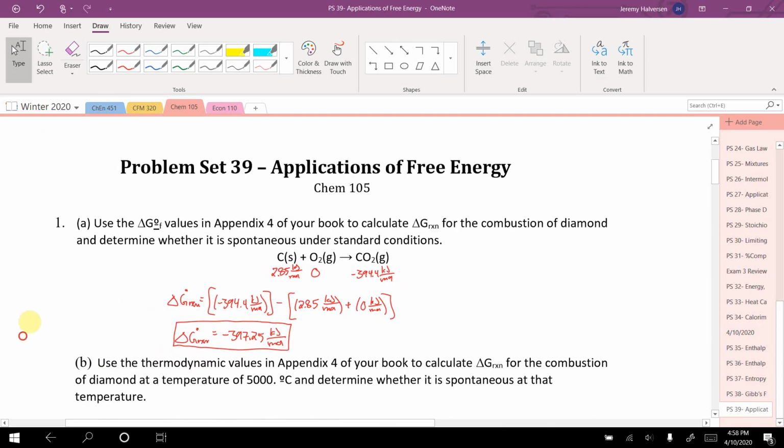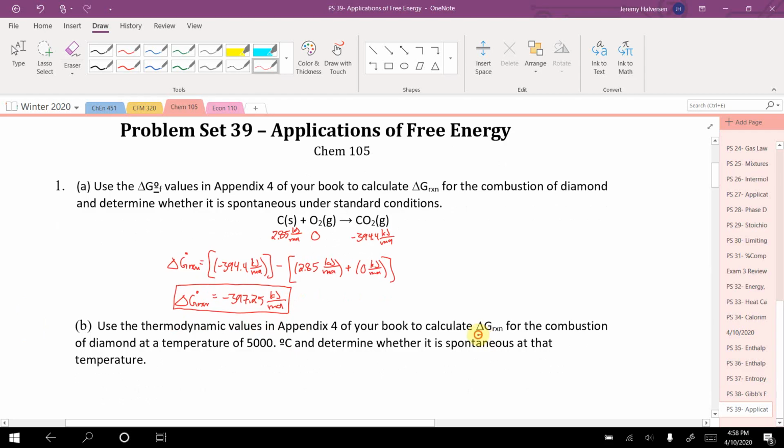Use thermodynamic values in Appendix 4 of your book to calculate delta G for the reaction. Notice it's not delta G naught. Delta G for the reaction for the combustion of diamond at the temperature of 5,000 degrees Celsius. Determine whether it is spontaneous at that temperature. Oh, so we've got to say here for the previous one, is this spontaneous or not? Delta G is negative, so it must be spontaneous. So basically, diamond will burn, is what that tells us.